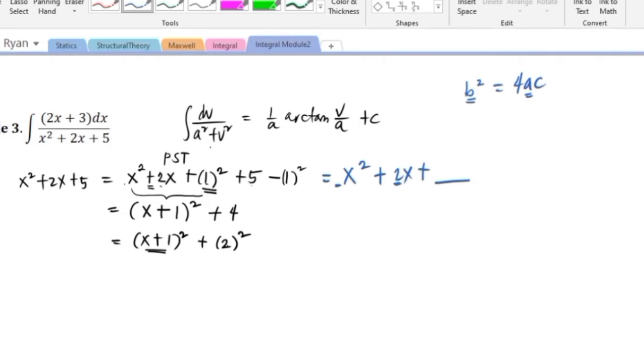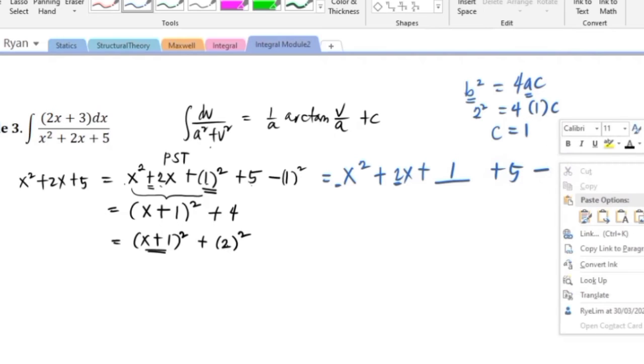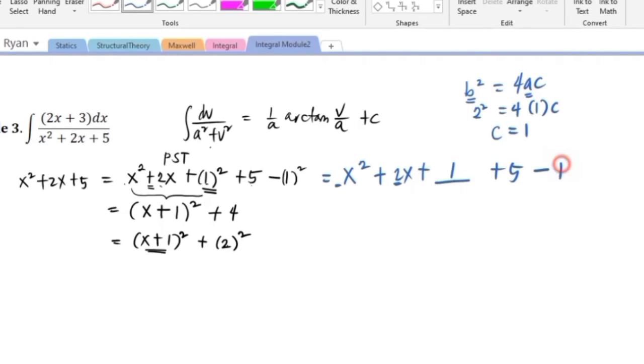So, our b is 2, so that's 2 squared is equal to 4. Your a is 1, so finding the value of c, this is equal to 4. 4 divided by 4 is 1, so meaning your c is 1. So, this is 1. And plus 5, since nag-plus tayo ng 1, gagawin natin, magsusubtract tayo ng 1. Itong part na to ay perfect square trinomial na siya.